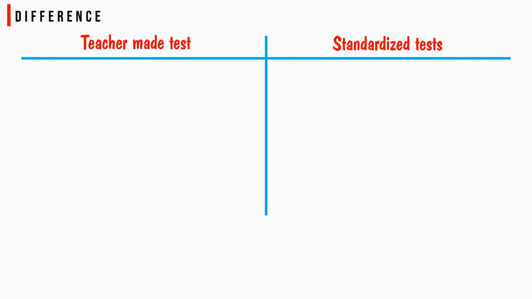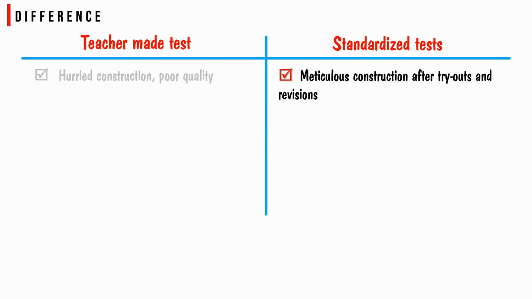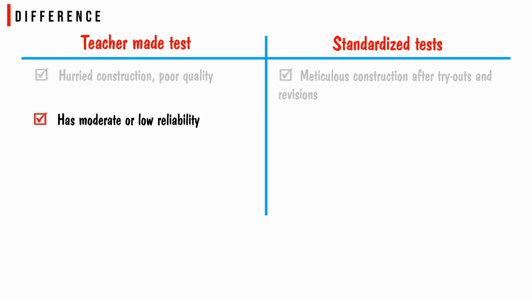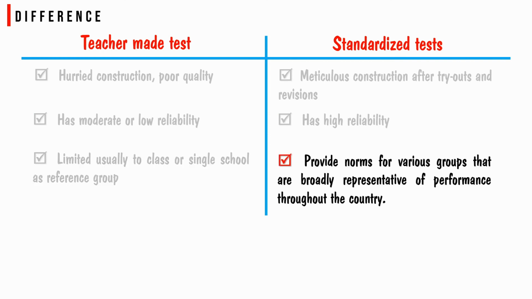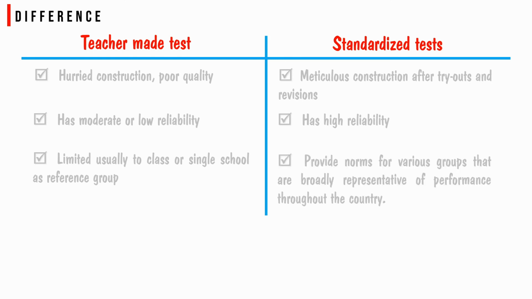A teacher-made test is prepared in a hurried way, so its quality is generally poor. A standardized test is prepared with meticulous construction after tryouts and revisions. A teacher-made test has moderate or low reliability, but a standardized test has high reliability. A teacher-made test is limited usually to a class or single school as reference group, but standardized tests provide norms for various groups that are broadly representative of performance throughout the country.